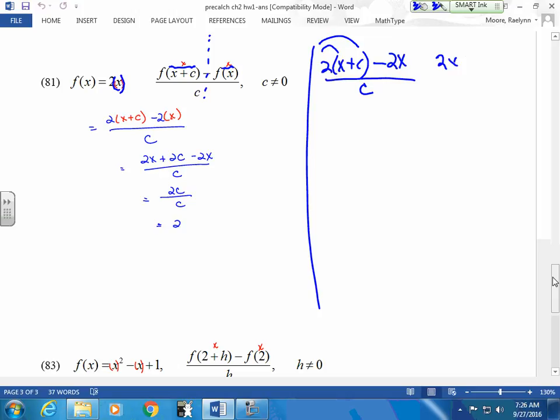So I distribute. I combine my like terms. Anything without a c, in this case, has to get eliminated, because you have to be able to factor out a c. If this didn't, I would go back and look and see what did I do wrong. So now I'm left with 2c over c. And now I can take out my c. You cannot cancel terms. You can only cancel factors, not terms. Okay?